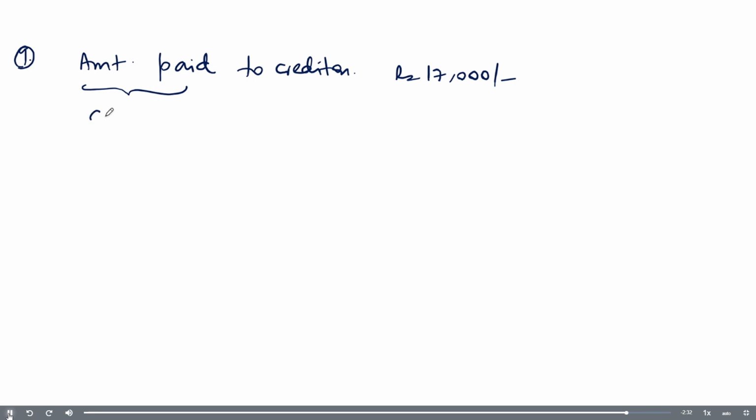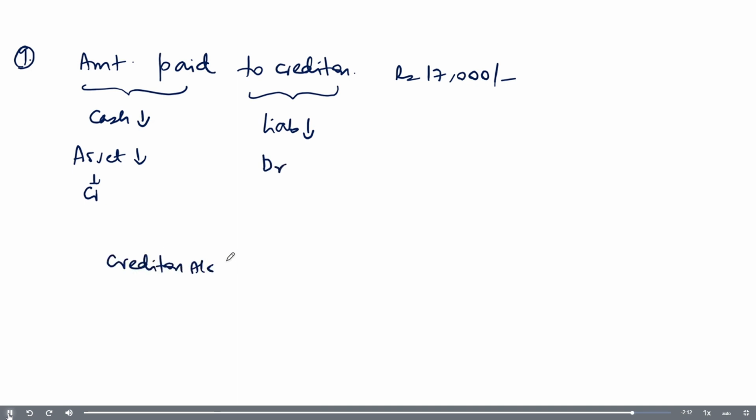So our cash is going to come down. Asset is going to come down, which means you will credit the asset. And creditors balance once you pay will come down. Now liability will come down. So you will debit the liability. So creditors account debit to cash account, 17,000.